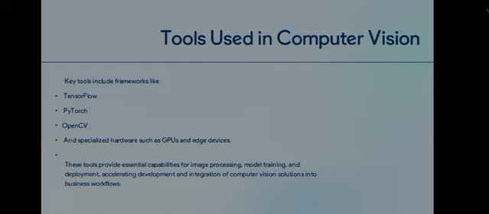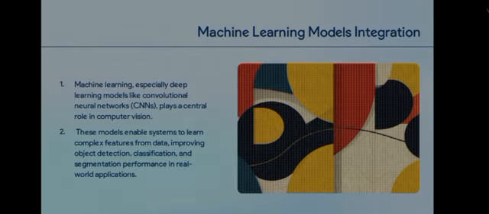Now, let us understand how machine learning models are integrated with computer vision. Machine learning, especially deep learning models like CNNs, play a central role in computer vision. These models enable systems to learn complex features from data, improving object detection, classification, and segmentation performance in real life.